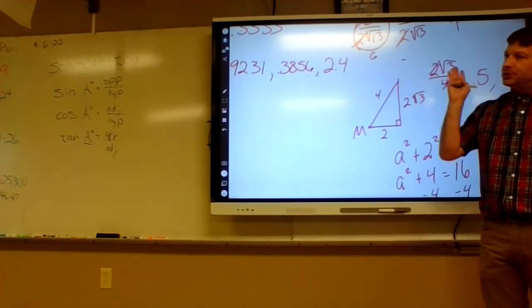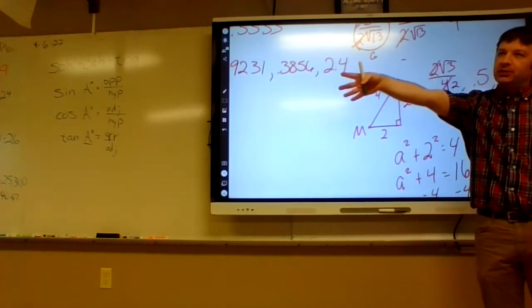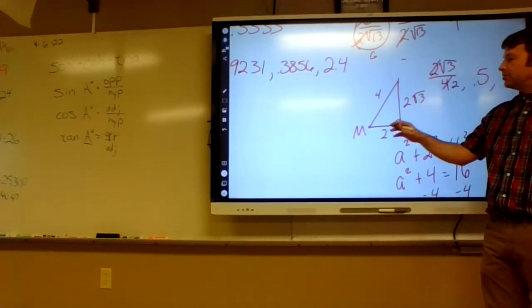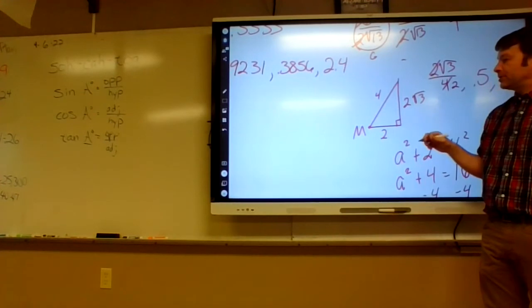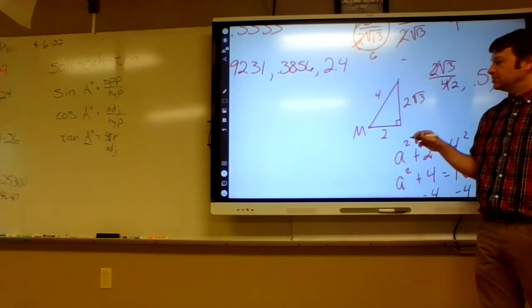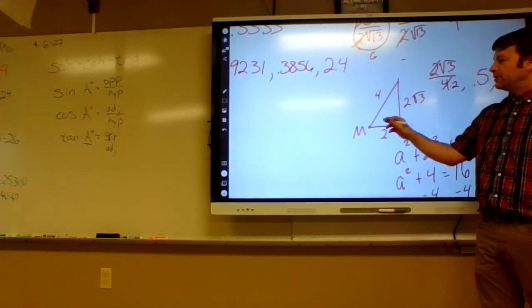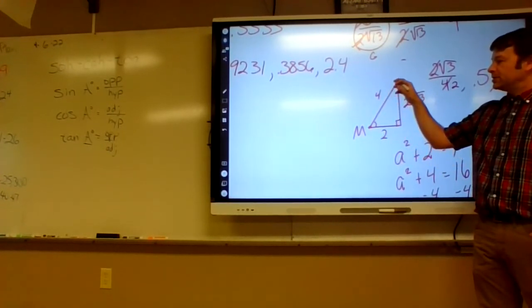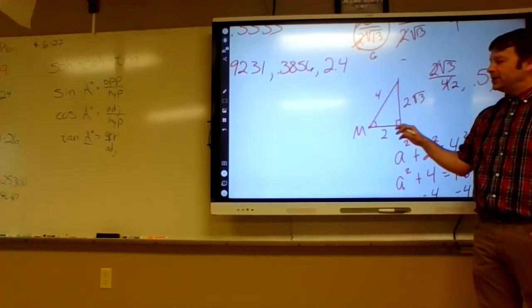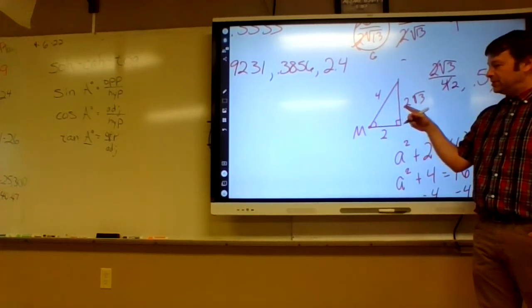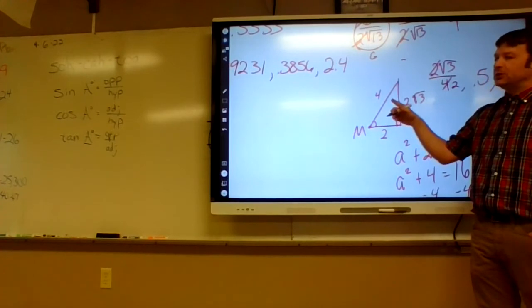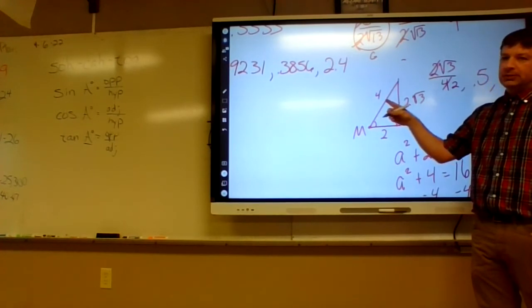Opposite means across the way. So what's opposite of angle M? Which side: 4, 2, or 2 square root of 3? No, 4 is next. So here's angle M. 4 and 2 are next to the angle, and 2 square root of 3 is across. 4 is the largest side, Jasmine, and it's called the hypotenuse.